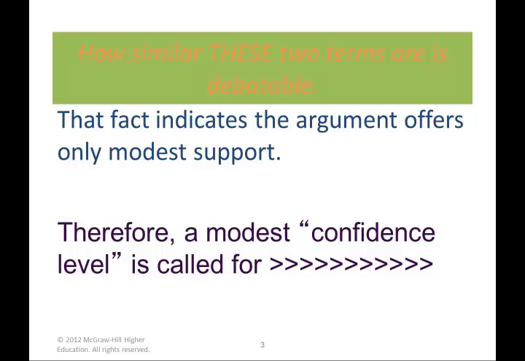Because of that, really, the idea that nothing bad happened when we left Vietnam really only provides modest support for the idea that nothing bad will happen when we leave Iraq. That is, because they're dissimilar, finding a truth in one doesn't likely mean that it will be a truth in the other. It only offers modest support, maybe a 50-50 chance or so, right? And because of that, what we need is a modest confidence level indicator.